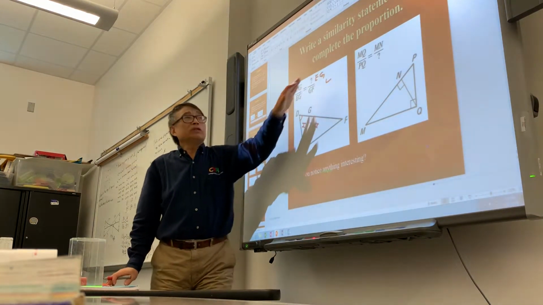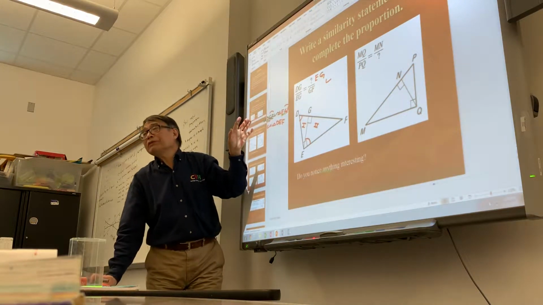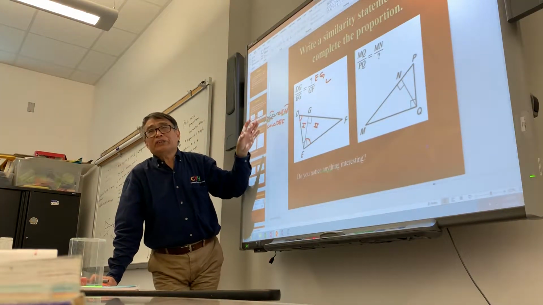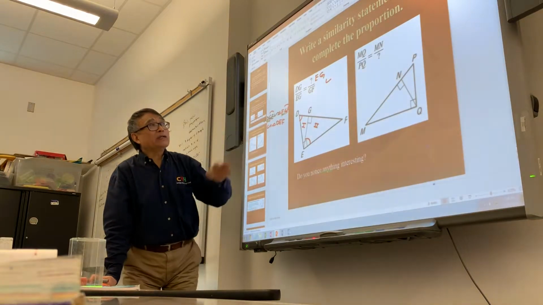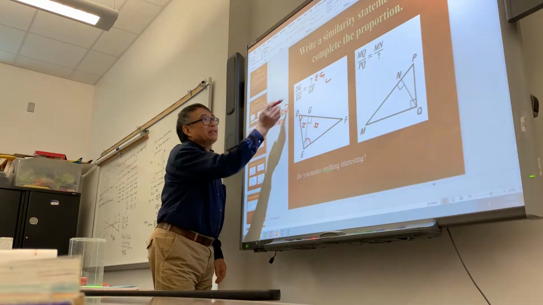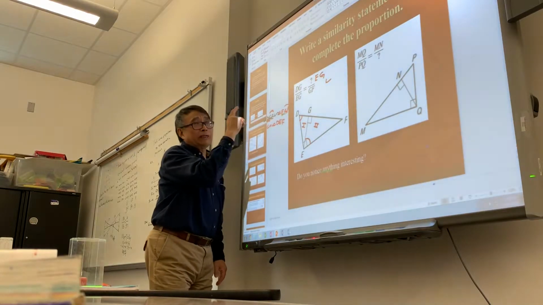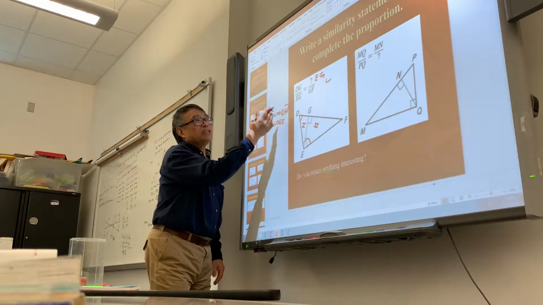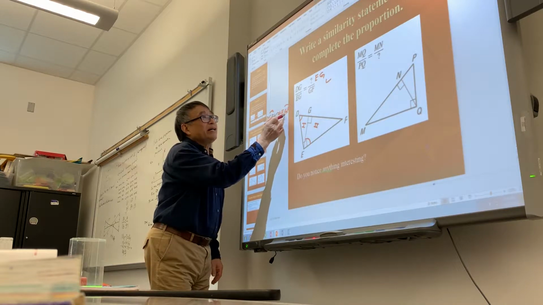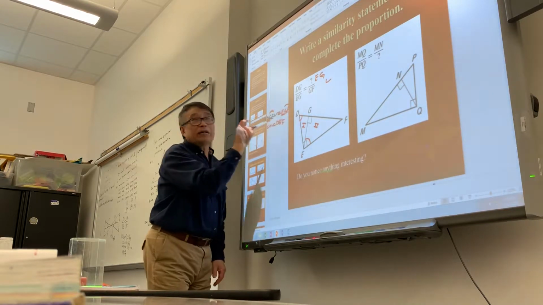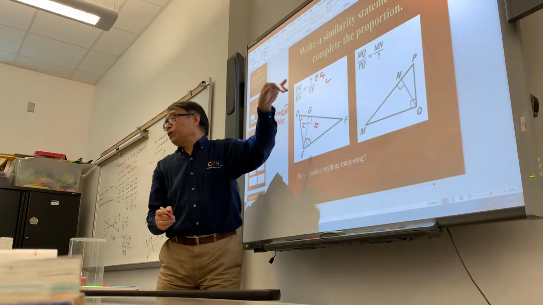Complete the proportion. You have to write the similarity statement like this. I'll show you again. DG is on the top. EG is on the bottom. For this part, EG is on the top. GF is on the bottom. So this one should be EG.